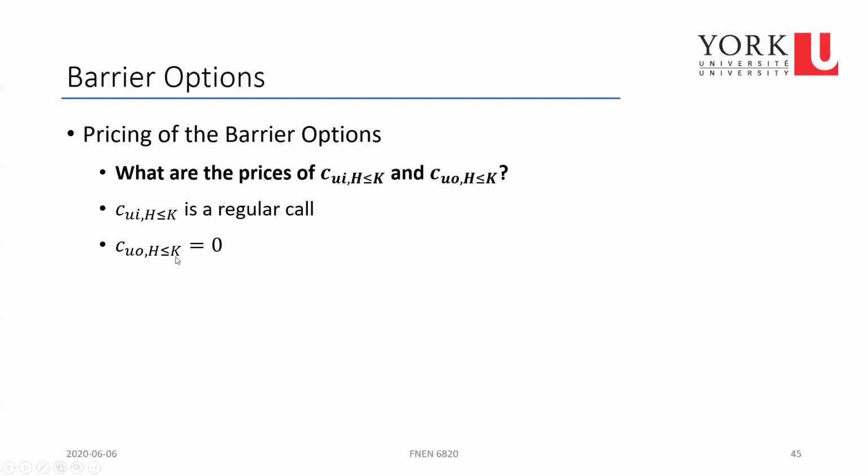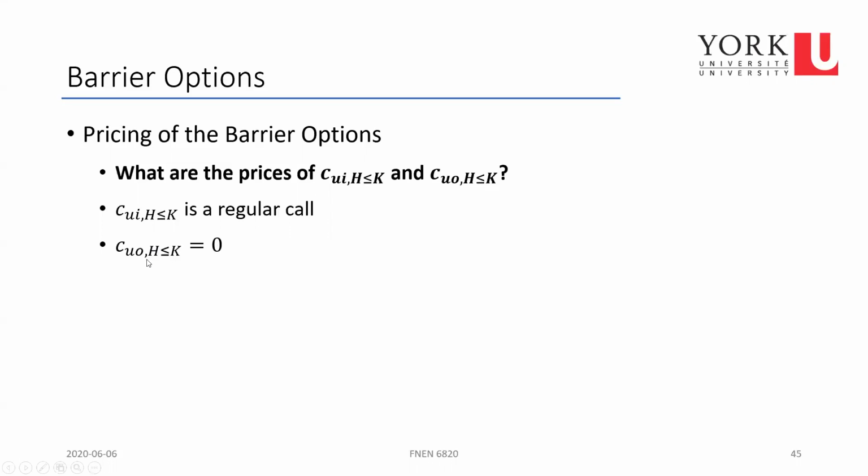Now, for this one here, where you have an up and out call with the barrier condition less than the strike price, it will always have a value of 0. Why? Because if at any point in time it has gone up and broken through the barrier, then it's 0. Now, let's say it has not gone through that barrier, because this is less than K.